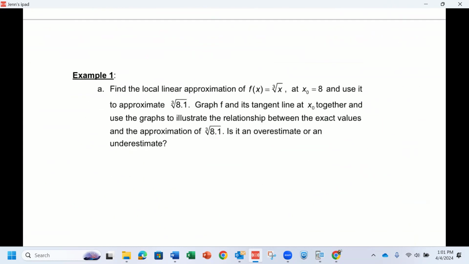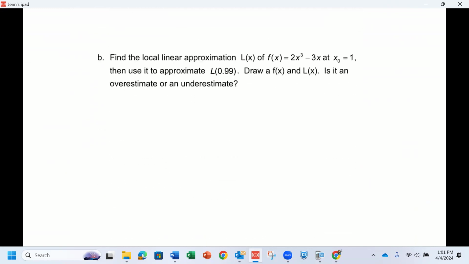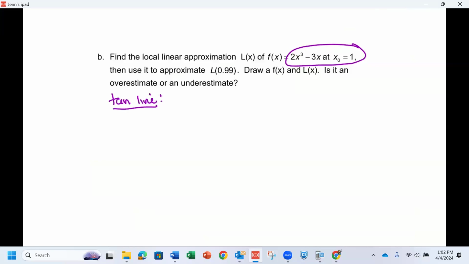Let's take a look at example 2. Find the local linear approximation L of x for 2x to the third minus 3x at x sub 0 is equal to 1. Use it to approximate L of 0.99. And then they're asking me, is it an over or under estimate? Well, first of all, I have to write the equation of my tangent line. Remind me again, what two things you always have to know to write the equation of a tangent line? You have to know the point and slope.